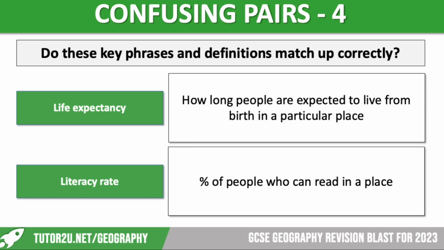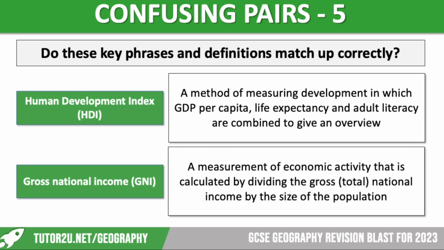So life expectancy, how long people are expected to live from birth in a particular place, and literacy rate, percentage of people who can read in a place. Are they correct? Hopefully you were listening a moment ago, so this one should be nice and easy. Yes, they are. Right, last one. So we've got the Human Development Index, a measure of development in which GDP per capita, life expectancy and adult literacy are combined to give an overview, and gross national income, a measurement of economic activity that is calculated by dividing the total national income by the size of the population. Okay, are they correct? Yes, they are.